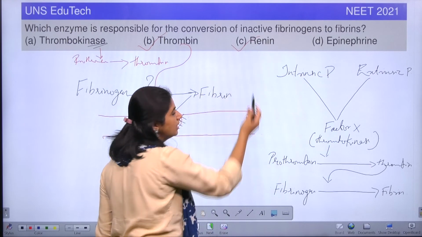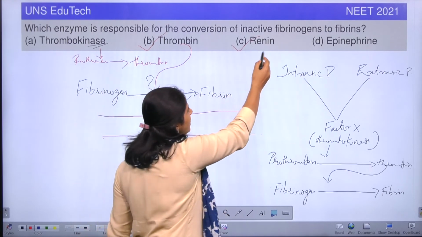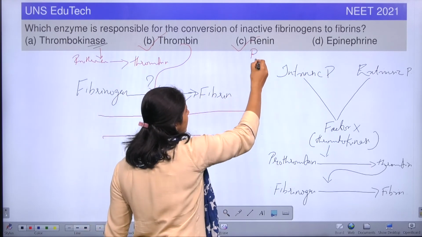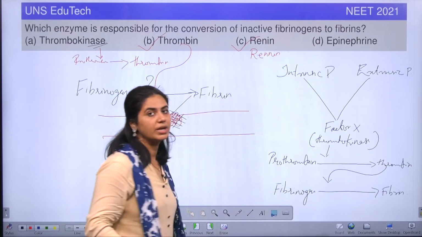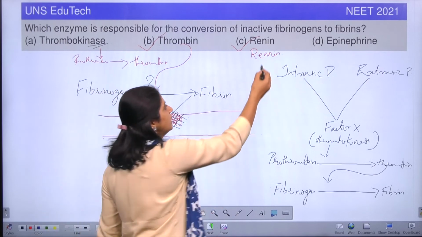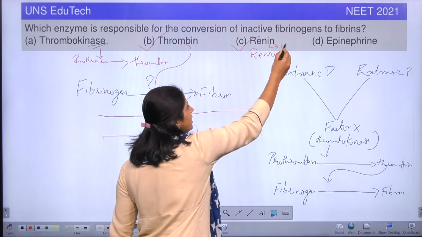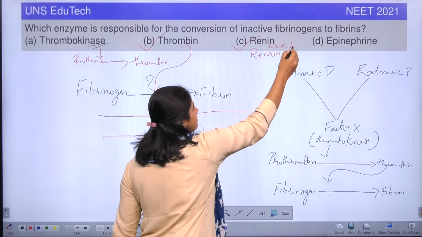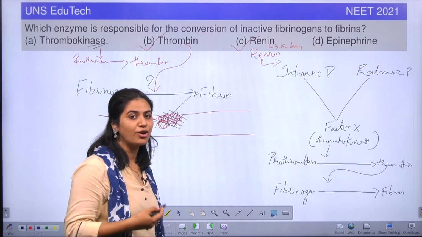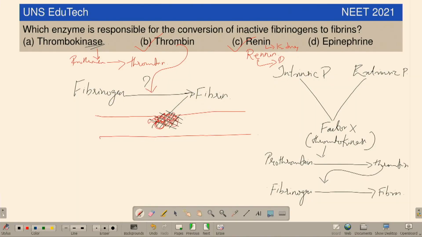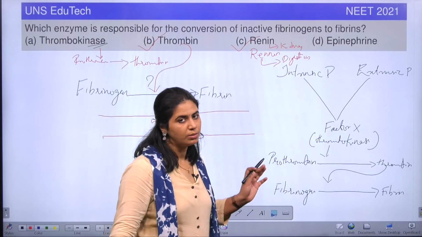Renin. What is renin here? See the spelling of renin, R-E-N-I-N. We also know another enzyme called R-E-N-N-I-N, right? That is also called renin. What is the difference here? This renin is present or concerned near the kidney, and the other one is concerned with the digestion of milk, right? So this option is nowhere related to blood clotting.